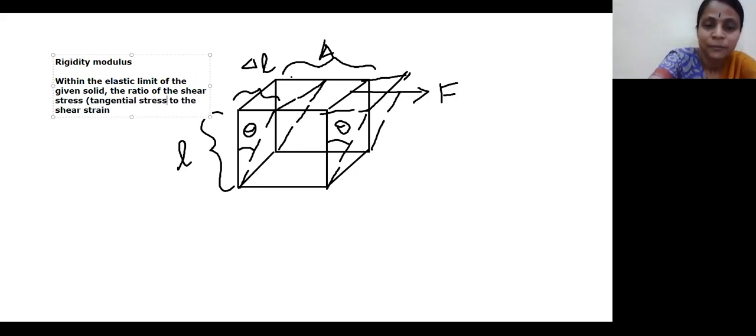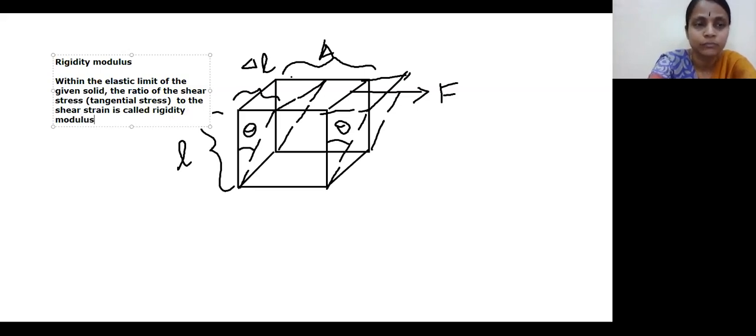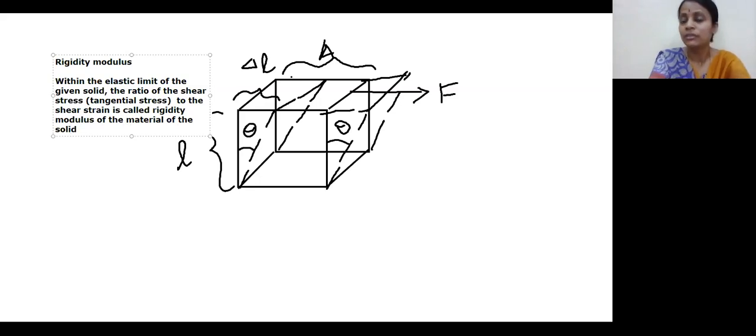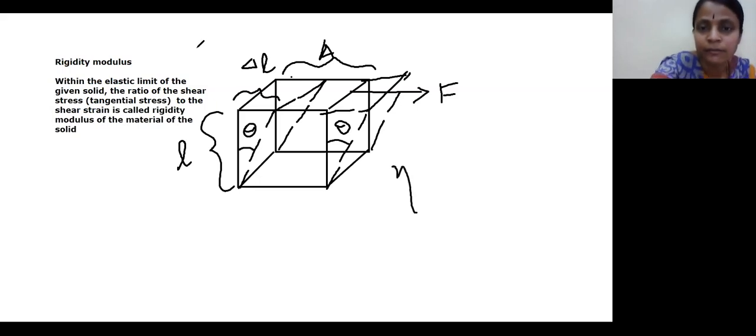Tangential stress. Is that clear? So the ratio of the tangential stress to the shear strain is called what? Rigidity modulus of the material of the solid, and we are going to denote it by the Greek alphabet eta. Eta is nothing but n extended on one side. So eta, I'm going to write eta. Is that clear, children? So what is going to be eta?